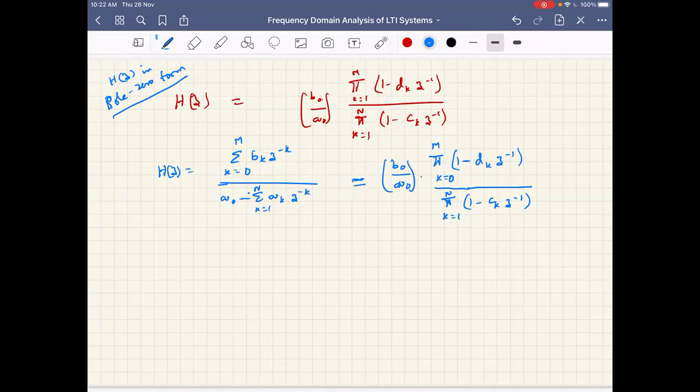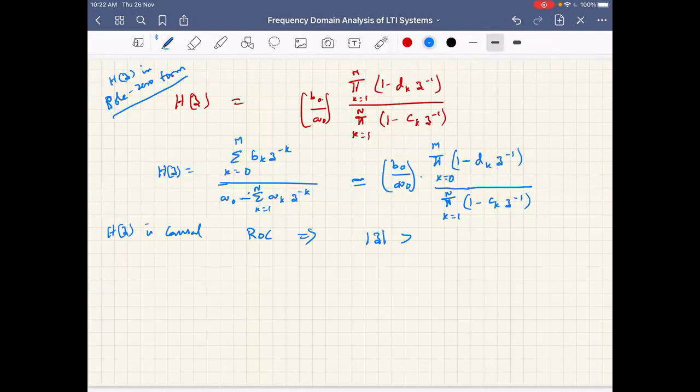Now, assume that the system H of z is causal. If I say it is causal, what can you comment about the ROC? If I say that H of z is causal, ROC is mod z greater than what?